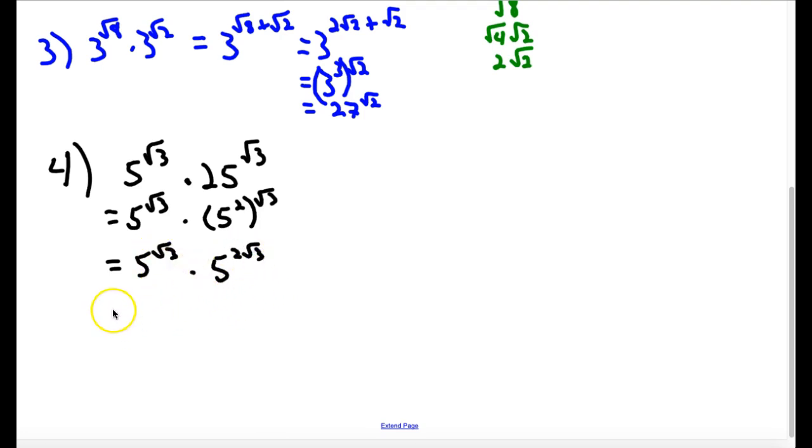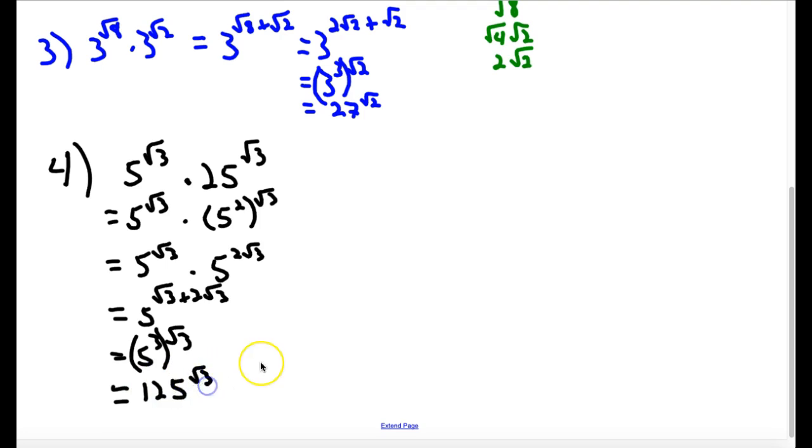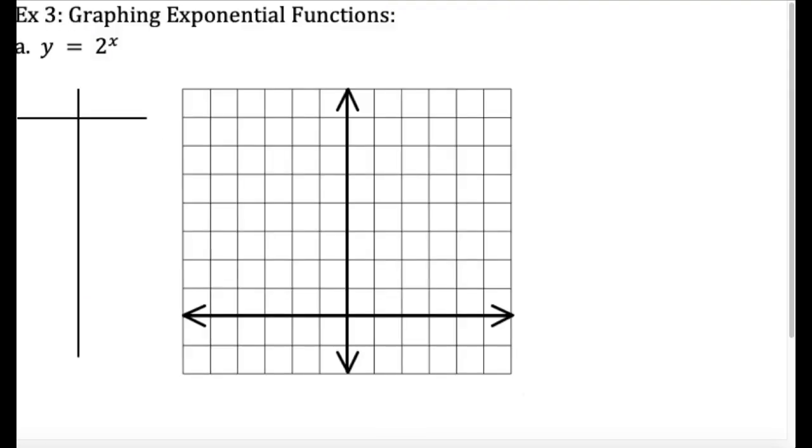So now I can add the exponents together and make this 5 to the radical 3 plus 2 radical 3. If I add the exponents then, that'll just be 3 radical 3, and then I could raise 5 to the third power. Okay, remember that's essentially just splitting this up like this. So 5 to the third power is 125, so we can say 125 to the square root of 3. All right. So the next thing then is to talk about graphing exponential functions.